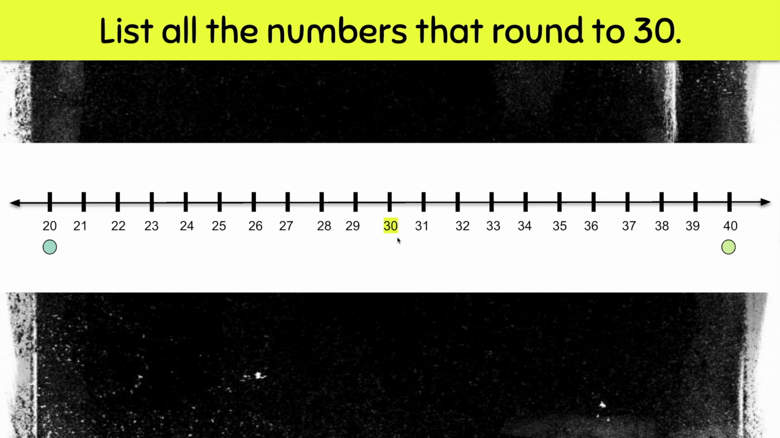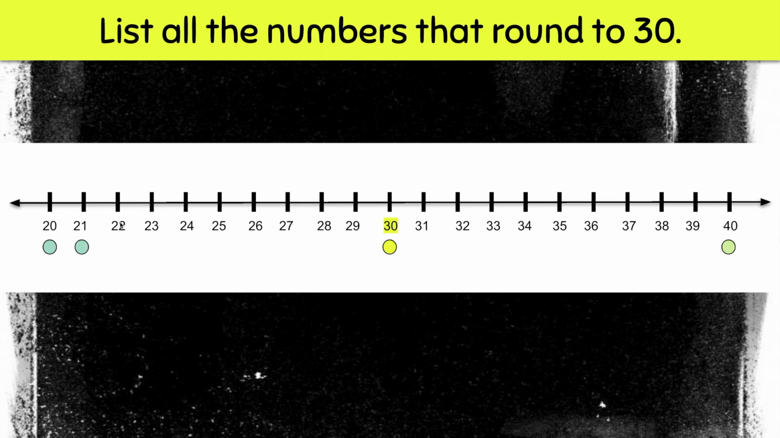Now we need to figure out all the numbers that round to 30. The first thing we're going to do is think about halfway between 20 and 30. We know that halfway is 25. And we know that anything halfway or greater rounds up. So let's go ahead and start here with 21. We know that 21 is less than halfway, which is 25. So 21 is much closer to 20 than it is to 30. So we know that 21 rounds to 20.